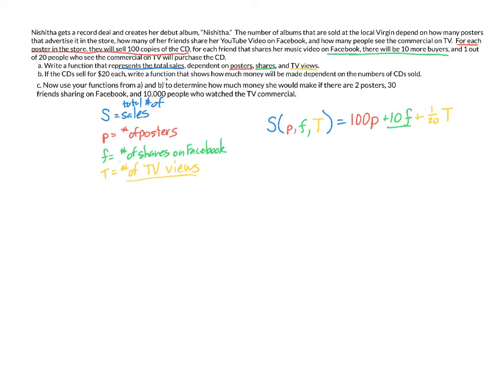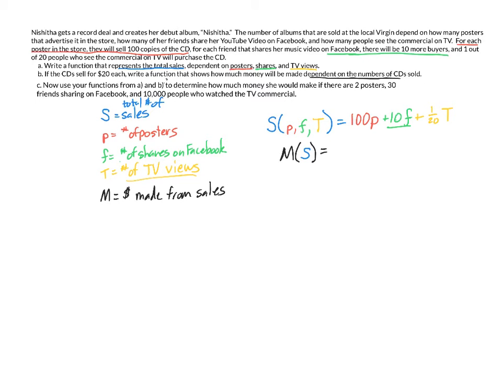That's letter A. Now, letter B says, if the CDs sell for $20 each, write a function that shows how much money will be made dependent on the number of CDs sold. Now, this should be a little bit easier. This is asking for how much money, so I'm going to put M, or you could put R for revenue, okay? This is the money made from sales, okay? So the money made depends on, and that's what it says. It says dependent on the number of CDs sold. Now, I already got that for S, right? So that is S, okay?